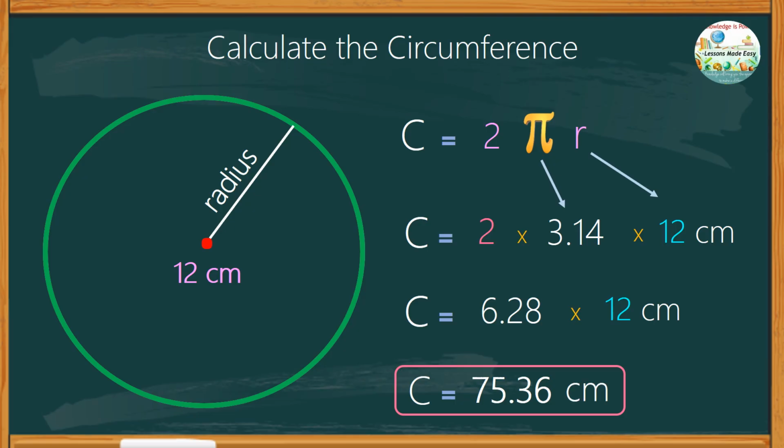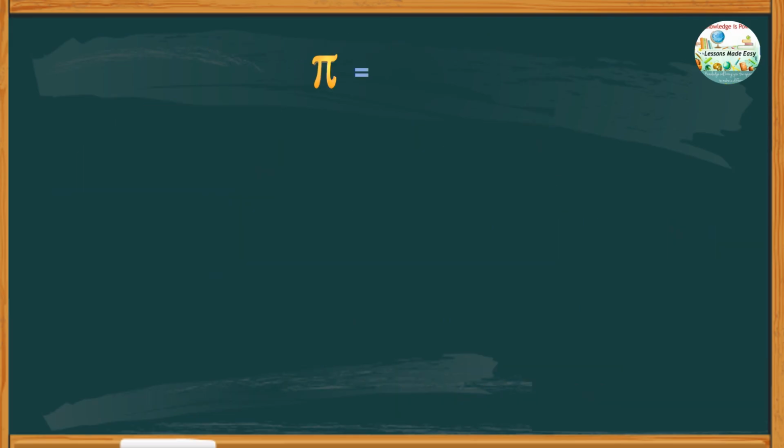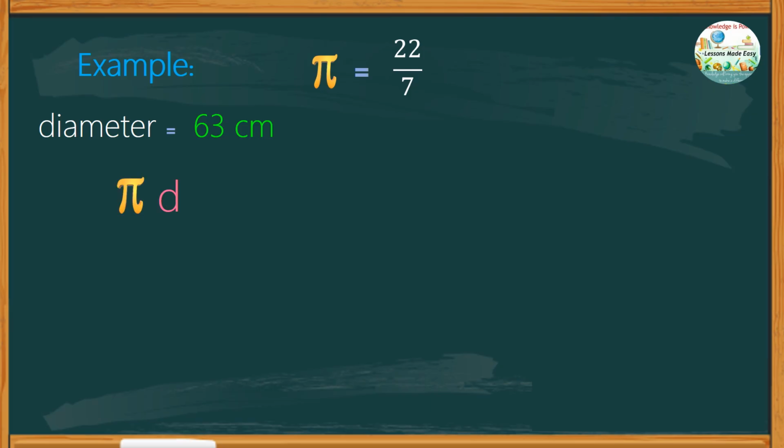So the circumference is 75.36 centimeters. The value of pi can also be expressed as a fraction of 22 over 7. We can use this value when finding the circumference of a circle. Let's take a look at some examples. Find the circumference of a circle with a diameter of 63 centimeters. Given the diameter, we can use the formula pi d when solving for the circumference. Substitute the values. Circumference equals pi, which is 22 over 7, to be multiplied by the diameter of 63 centimeters.